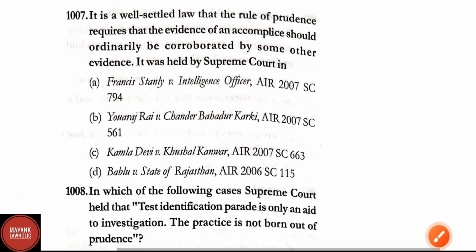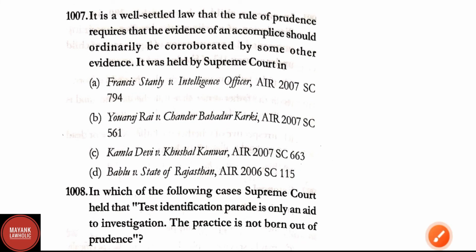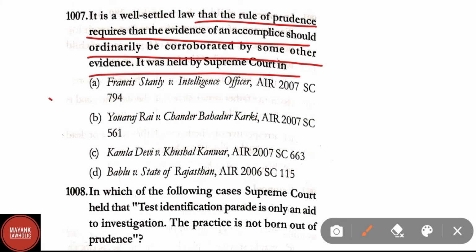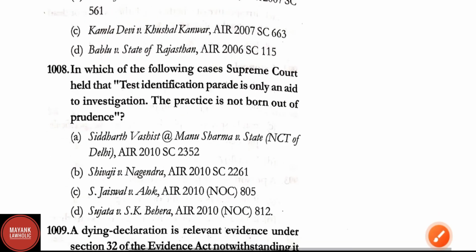Question number 1007. It is well settled law that the rule of prudence requires that the evidence of an accomplice should ordinarily be corroborated by some other evidence. It was held by the Supreme Court in, correct answer is option A, that is Francis Stanley versus Intelligence Officer, AIR 2007 Supreme Court.